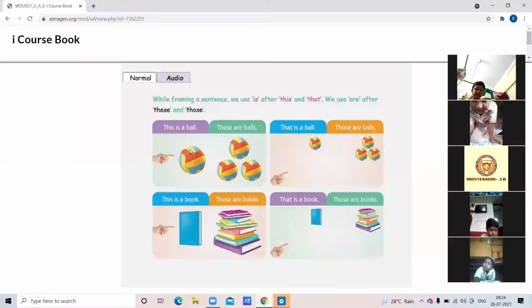Children, open your page 28 and read this. All of you read together. Read out this. Read, Sampriti. This is a ball. This is our ball.